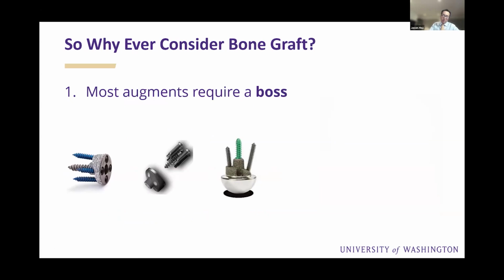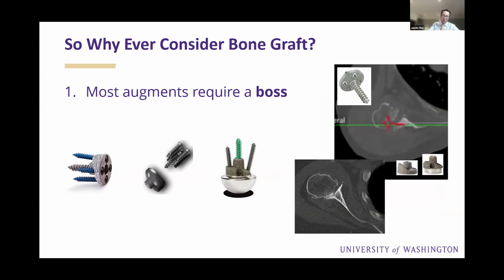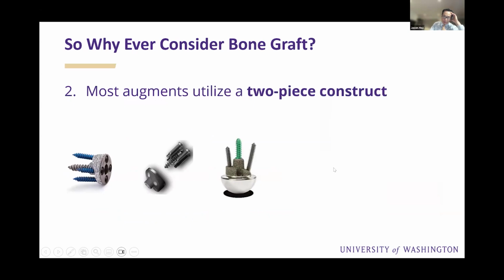So you might wonder why you would ever consider using a bone graft with a standard base plate. I'll cover a couple of reasons. One is that most augments require a boss. In severe bone loss cases, you can imagine that when you're missing a lot of bone here, it might be impossible to fit a boss into a small amount of bone, and you might end up fracturing the glenoid as a result.